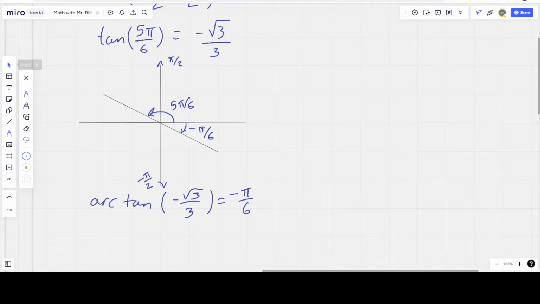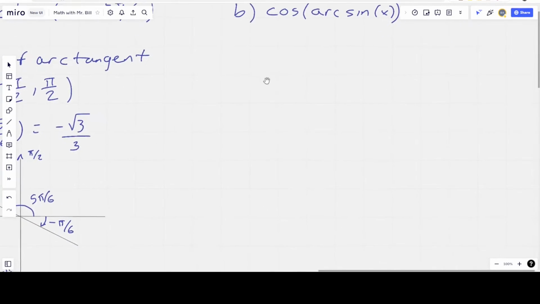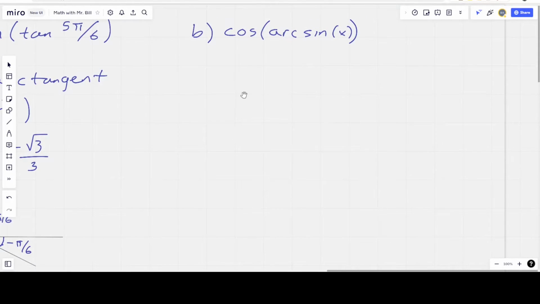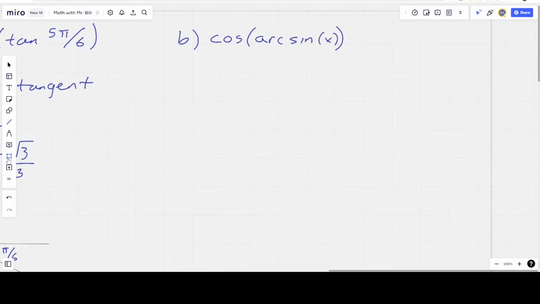And that's something nice. You can kind of take that to the bank. You can say, well, anytime I get the arctangent of negative rad 3 over 3, it's always going to be negative pi over 6, regardless of the original angle given to tangent. All right, so now the next one, a little bit interesting.